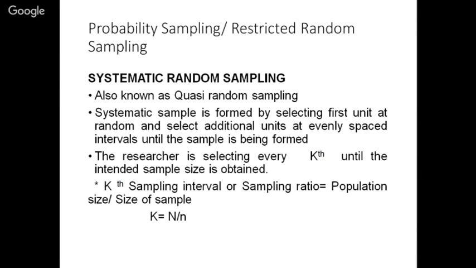Next is systematic random sampling. Systematic random sampling is also known as the quasi-random sampling technique. In the systematic random sampling technique, the sample is formed by selecting the first unit at random and selecting additional units at evenly spaced intervals until the sample is formed. Means the researcher is selecting every kth unit until the intended sample size is obtained. And how we calculate the interval: population size divided by the sample size, and the formula is capital N divided by small n.